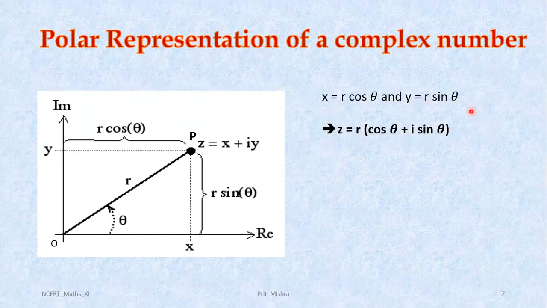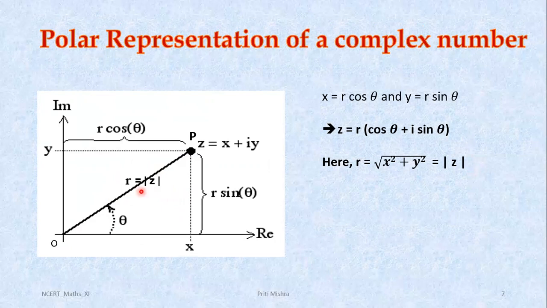This is the polar representation of a complex number, where r equals the square root of x square plus y square, which equals modulus of z. How did we get this measurement? In triangle OPX, with the help of the Pythagoras theorem, this is x and this is y, and as it is a right angled triangle, this is perpendicular, this is base and this is hypotenuse. So the square of the hypotenuse, that is r square, will be equal to x square plus y square. So r will be equal to the square root of x square plus y square, and this equals modulus of z. It means the value of r is equal to modulus of z.